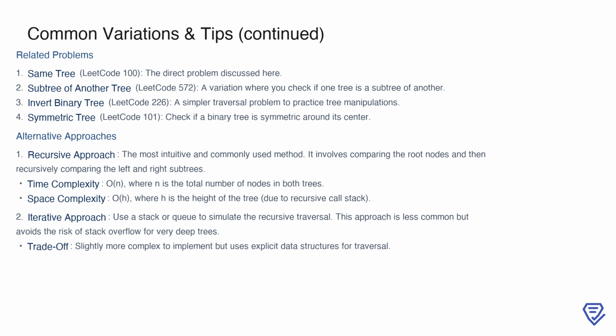Now, when it comes to solving same tree, the recursive approach is the most intuitive. You compare the root nodes first, and then recursively check the left and right subtrees. This method is efficient, with a time complexity of O(n), where n is the total number of nodes, and a space complexity of O(h), where h is the tree's height due to the recursive call stack. Alternatively, you can use an iterative approach, simulating recursion with a stack or queue. While this avoids the risk of stack overflow for very deep trees, it can be slightly more complex to implement because you need to manage the traversal explicitly.